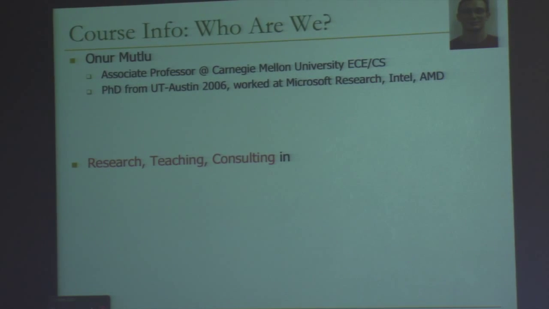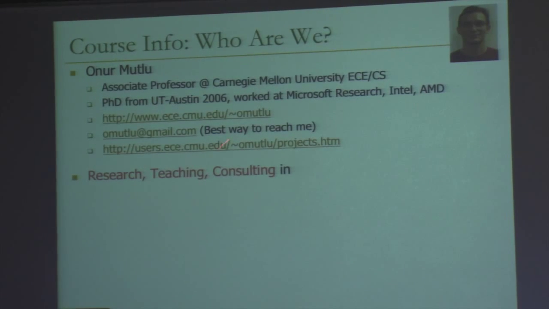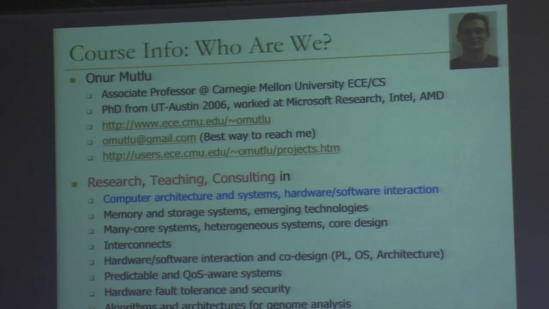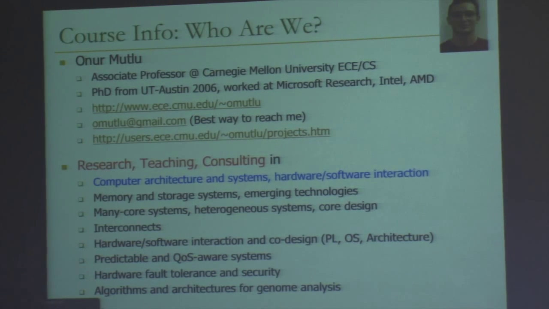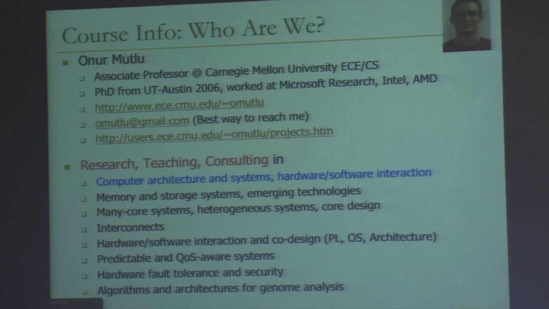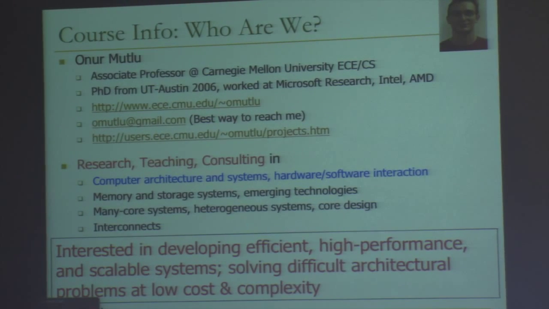So who am I? Well, I think all of you know me, right? OK, I don't need to introduce myself again. But the best way to reach me is my email address, and you can find the papers, as well as other stuff that I do on my website. I work on computer architecture systems. I have a research group that works on a broad range of things centered around computer architecture. And some of them may give presentations here also. But if I have to summarize what I do in research, I'm very interested in developing efficient, high performance, and scalable systems, solving difficult architectural problems at low cost and complexity.